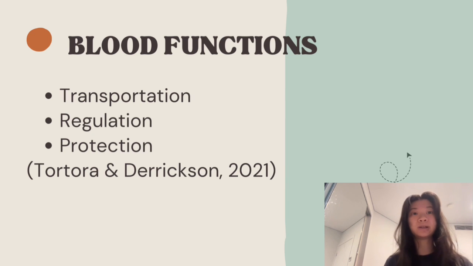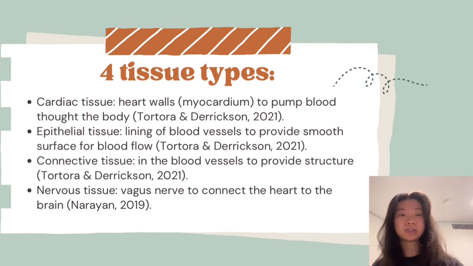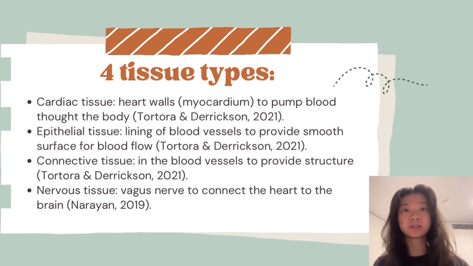So after an injury, the blood can clot so that the body doesn't lose even more blood. And also the white blood cells carry phagocytes, which protect the body from diseases. So we can see that there are four tissue types in the cardiovascular system. First one is the cardiac tissue, which can be found in the heart walls or in the myocardium. And the function of heart muscles is to pump blood throughout the body.